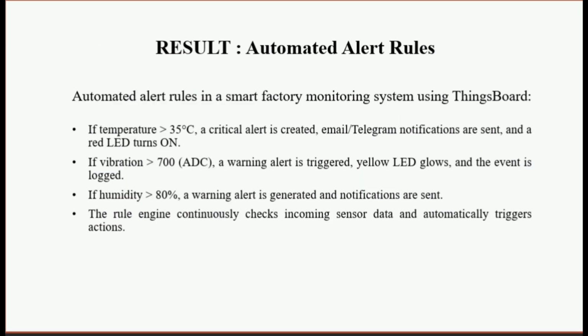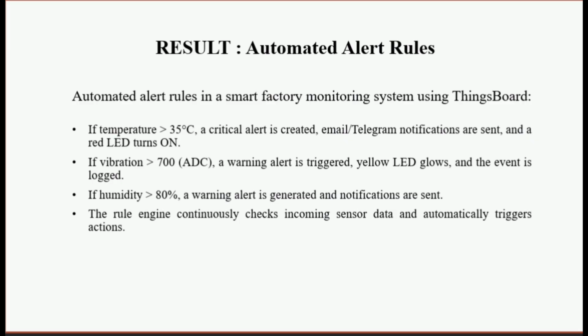Next, going towards the results, the automated alert rules which are given. Now let's see the output of our system. In ThingsBoard, we create rules that automatically monitor data and take action. The first alert given is a temperature alert. If the temperature is greater than 35 degrees Celsius, the system generates a critical alert, giving notifications which are sent via email or Telegram, where the red LED turns on, indicating the overheating condition, which is not good.